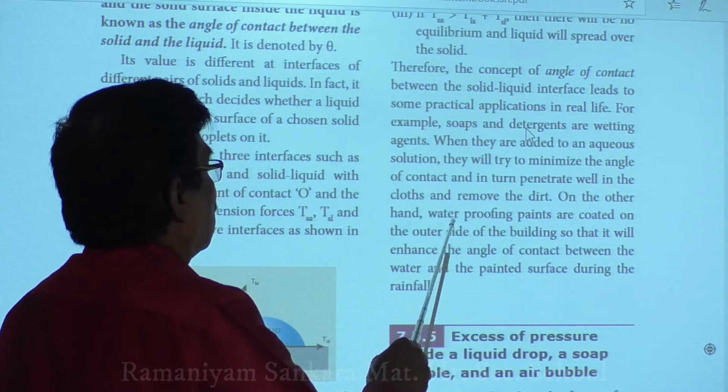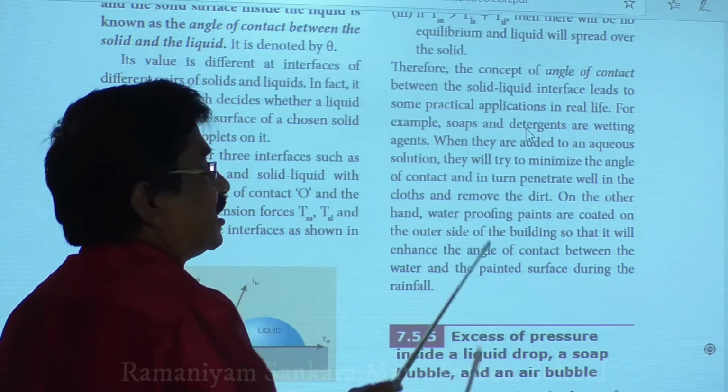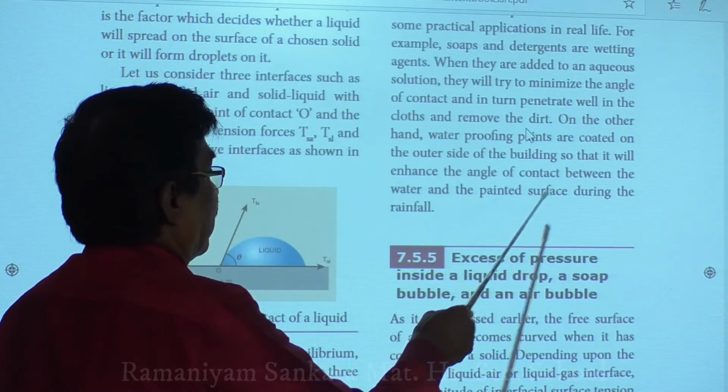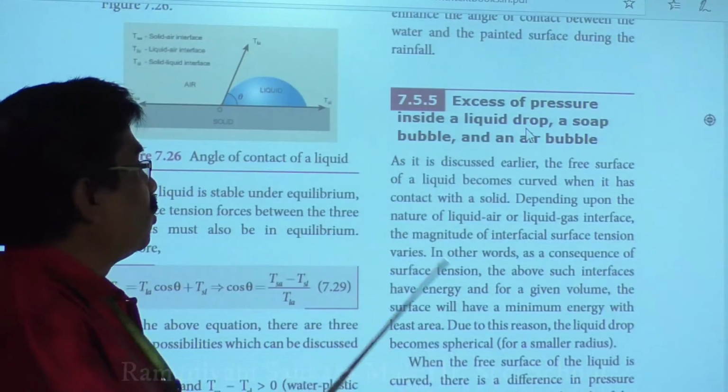On the other hand, waterproofing paints are coated on the outer side of the building, so it will enhance. Enhance means what? Increase the angle of contact between water and the paint surface during rainfall. So you can have that.